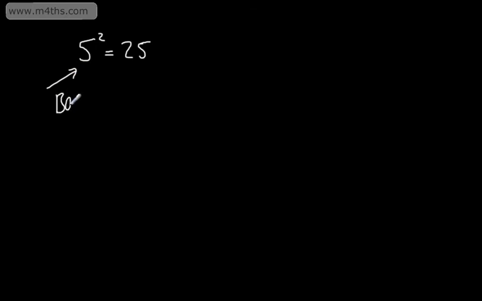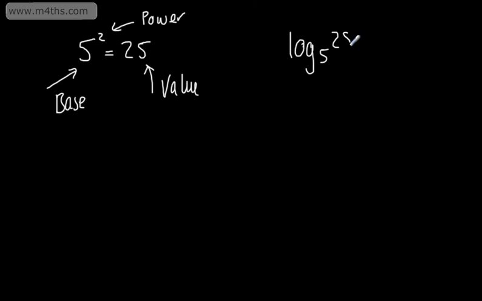This is the base. This is the power, or if you like, the index, or if you like, the exponent, and this is going to be the particular value we get. This now is an exponential statement. If I wanted to write the logarithmic equivalent, I could say log to the base 5 of 25 is equal to 2. So here we've got now the base. Here we've got the particular value, so that's a value, and here we've got now the power.